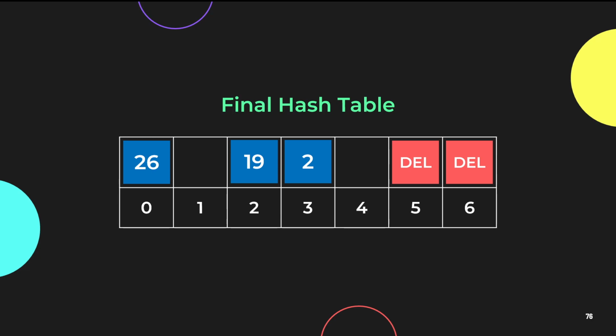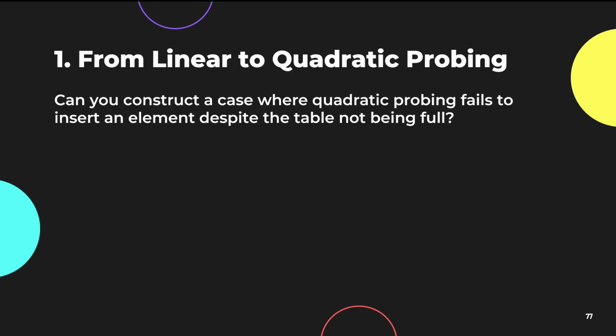Questions? No? Okay. Now, this part is quite fun. Can you construct a case where quadratic probing fails to insert an element despite the table not being full? Yeah. What's your name, sorry? Sarji. Sarji, okay.